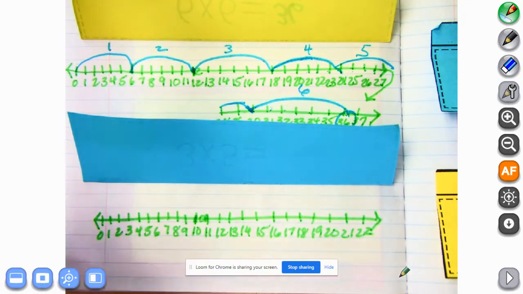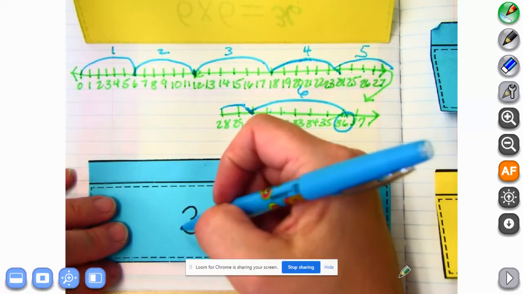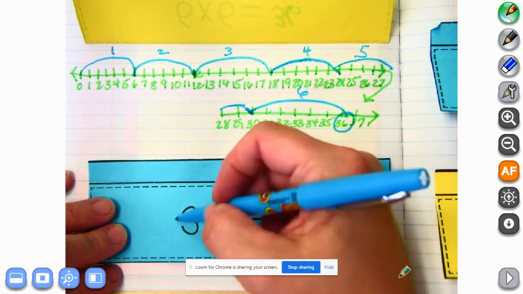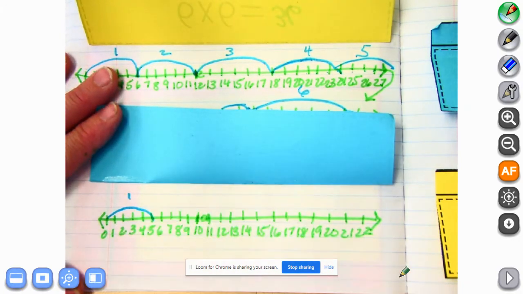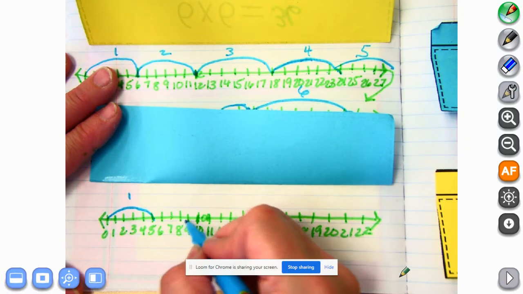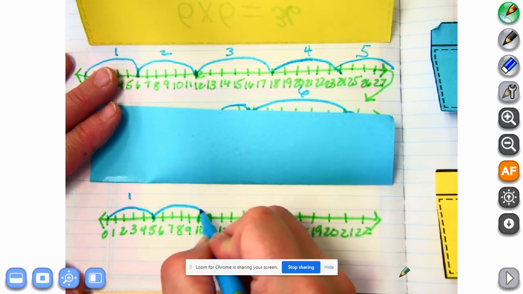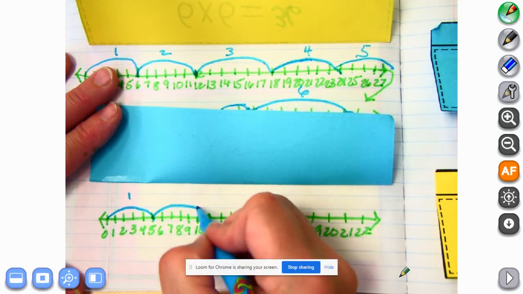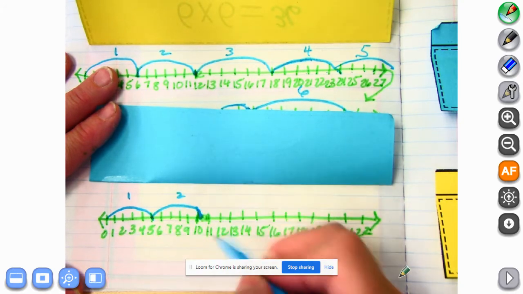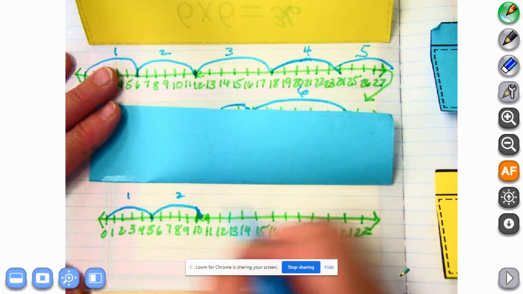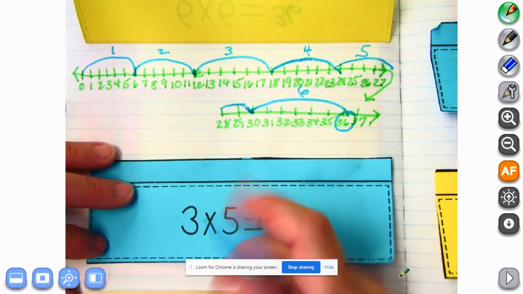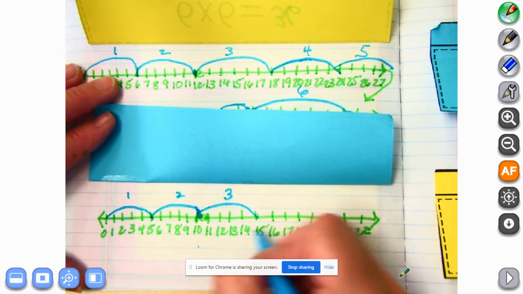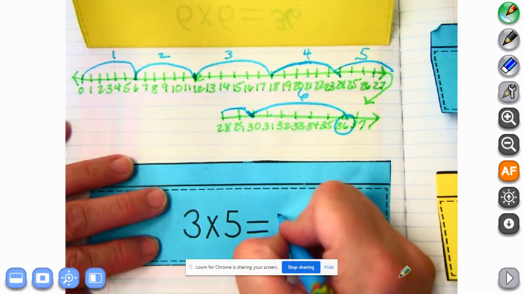All right. So it says I'm going to be making jumps of 5, 3 times. So the first jump, 0 to 5, is the first jump. Then we have 1, 2, 3, 4, 5 is the next jump. 1, 2, 3, 4, 5 is the next jump. And it said 3 jumps of 5. We've jumped by 5. So we are on 15.